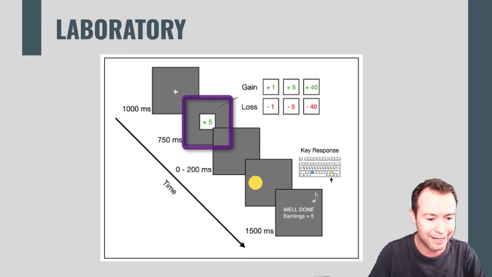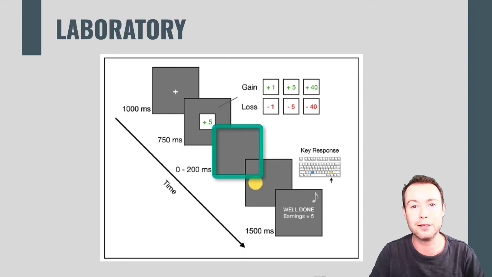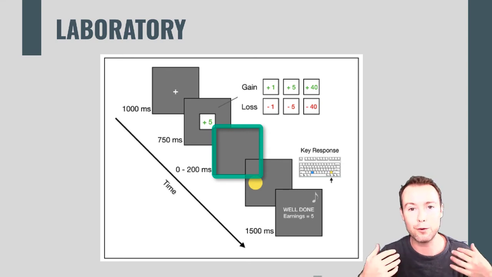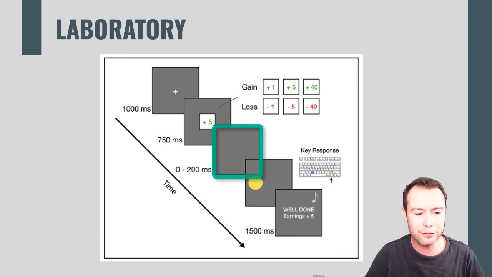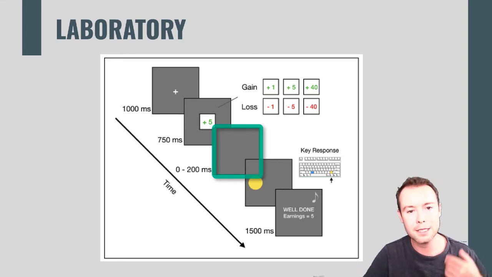We then put a blank screen, so there's a variable delay of between 0 and 200 milliseconds before the stimuli, so the blue or the yellow circle, appears. One of the reasons that we put this in is so that participants can't preempt and guess when the stimuli is going to appear and make a response as quickly as possible. We want them to be actually reacting to the appearance of the stimuli.